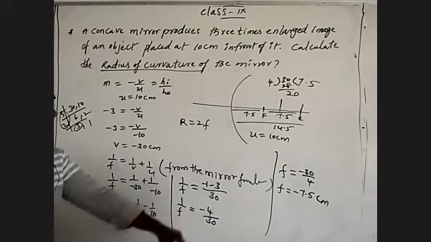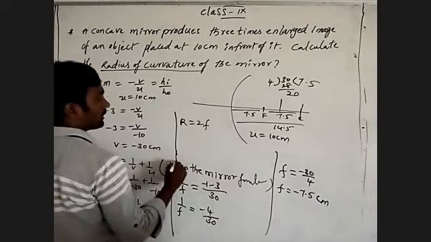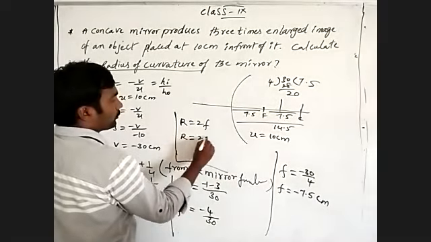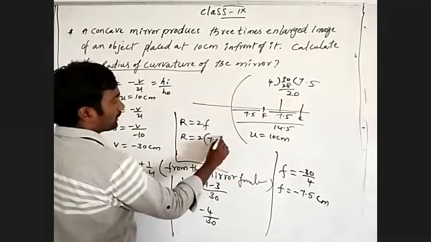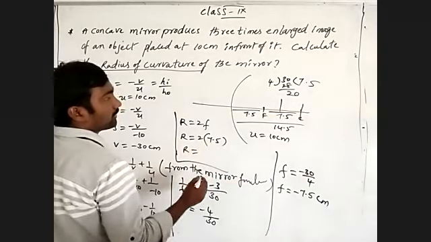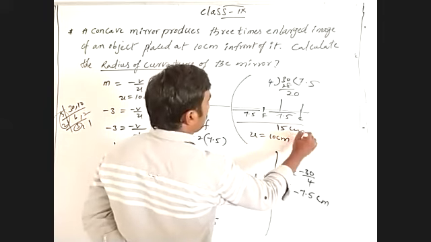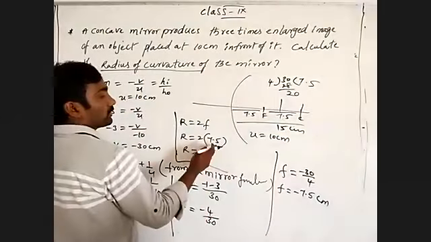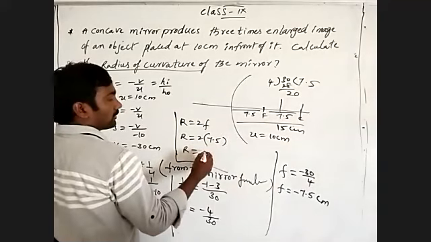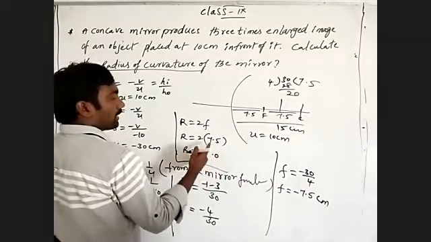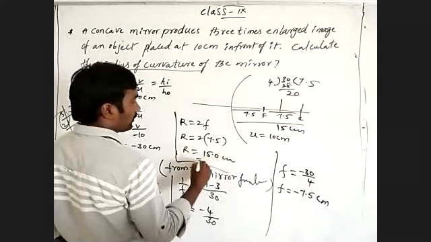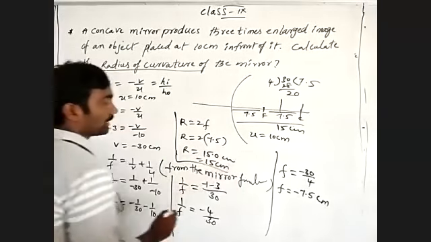So now we found the focal length, and coming to that, radius of curvature is equal to 2 into focal length, 2 into 7.5. So we can write, sorry, 15 centimeter. So correct only now. 2 fives are 10, and 2 sevens are 14, 15 centimeter. So 15 centimeter.